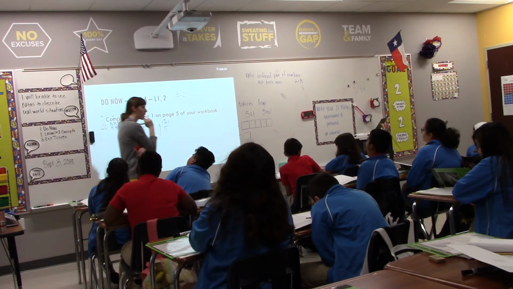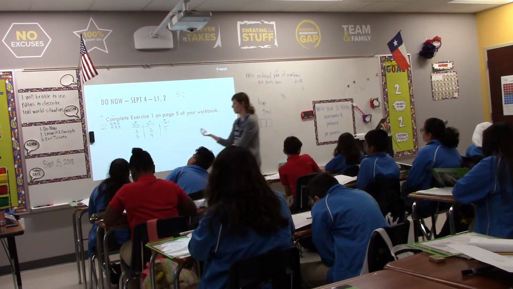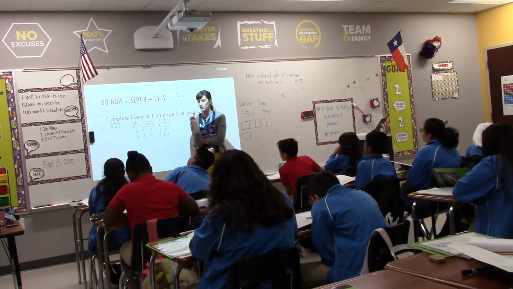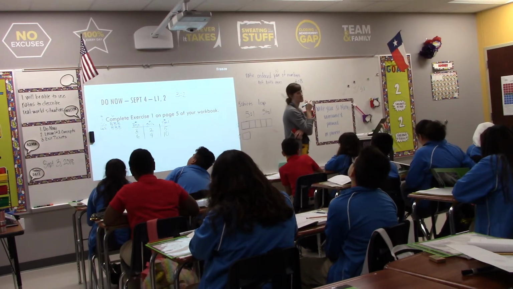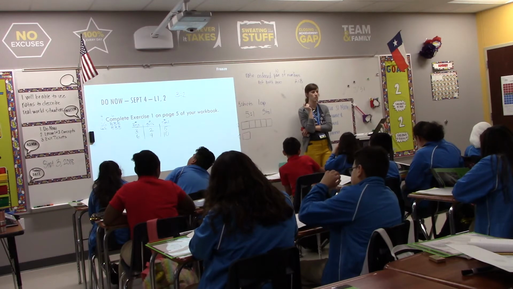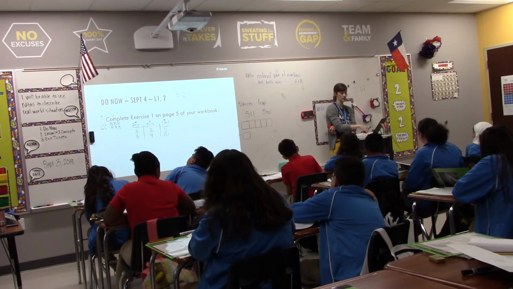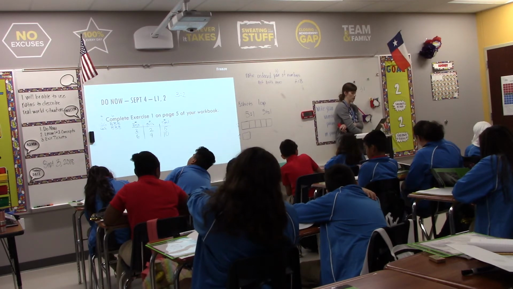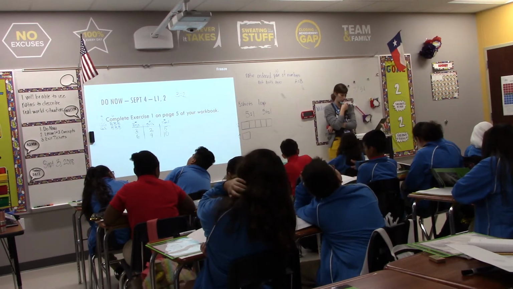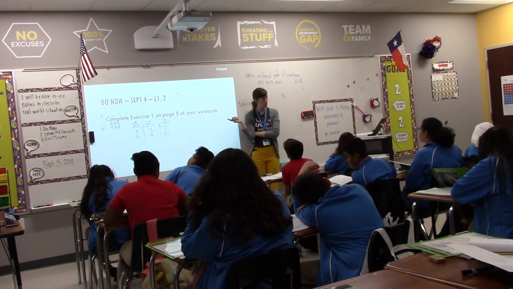So what's my total on the team, Daylin? 10. Beautiful. Is that enough to play as a team? No. How many do we need to play as a team? 11. So should we add another row to our table? Yeah. Juanita, can you help us add another row to our table?